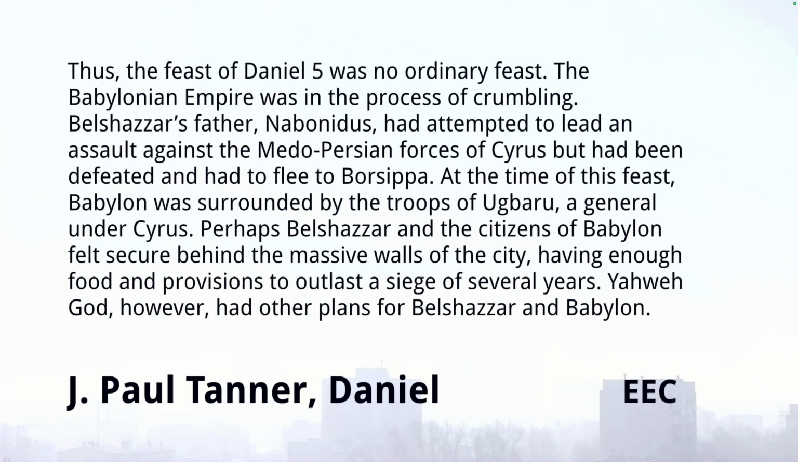Well, as Paul Tanner puts it, thus the feast of Daniel 5 was no ordinary feast. The Babylonian Empire was in the process of crumbling. Belshazzar's father, Nabonidus, had attempted to lead an assault against the Medo-Persian forces of Cyrus, but had been defeated and had to flee to Borsippa. At the time of this feast, Babylon was surrounded by the troops of Ugbaru, a general under Cyrus. Perhaps Belshazzar and the citizens of Babylon felt secure behind the massive walls of the city, having enough food and provisions to outlast a siege of several years. Yahweh God, however, had other plans for Belshazzar and Babylon.